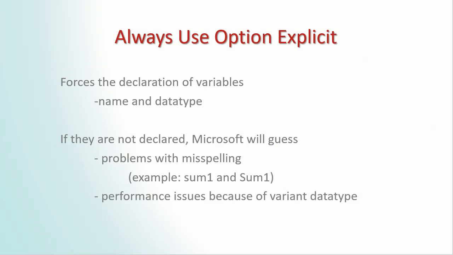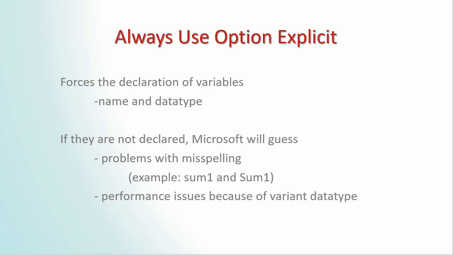This can cause problems for a couple of reasons. If you misspell or miscapitalize a variable name, for example, if you use sum1, all lowercase, as a variable and later in your code you use sum1 with a capital S, Microsoft will assume that these are two different variables when you run your code. It probably won't give you the results you are expecting if it runs at all.